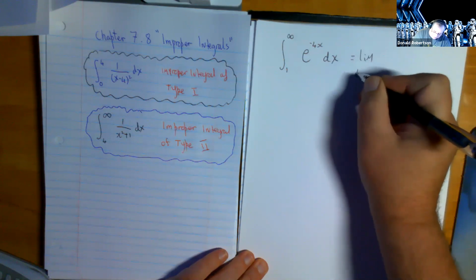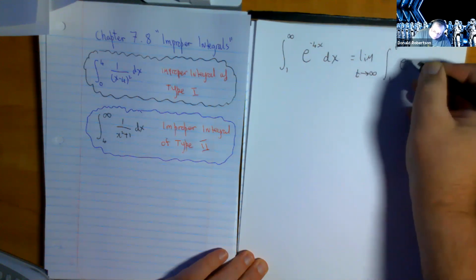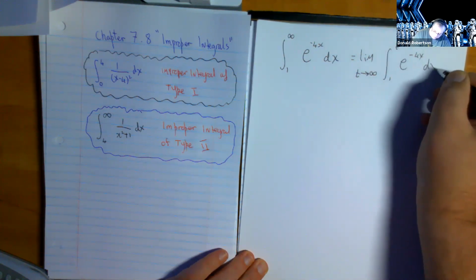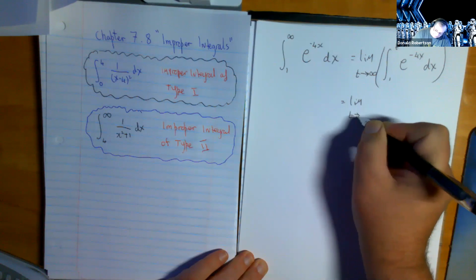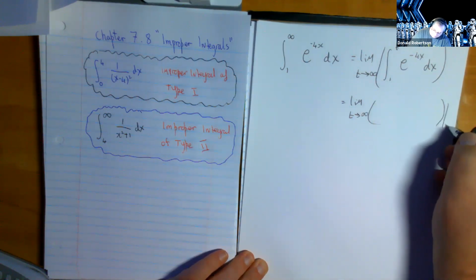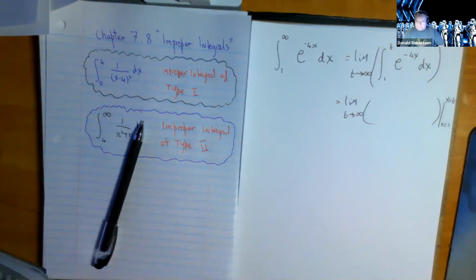That's going to be the limit as t tends to infinity, the integral from 1 to t of this fella. How are you going to deal with integrating e to the negative 4t? Two ways to do it. Can you do a u sub? And if you did, you would use u equals negative 4x, and eventually you get the right answer.